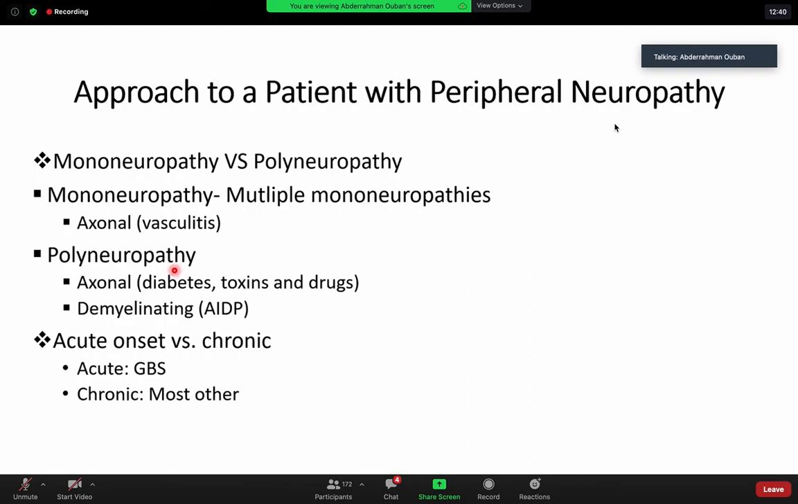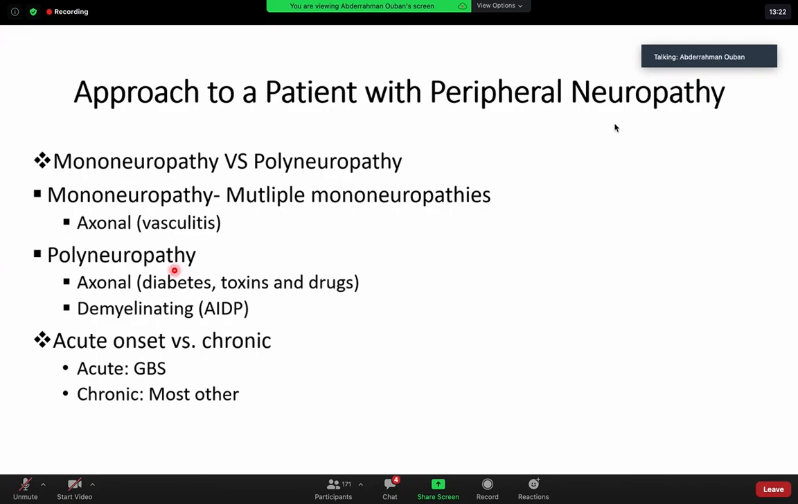All right. So another important distinction to make is to figure out if it's a mononeuropathy versus polyneuropathy. Is it affecting a single nerve, resulting, for example, in a foot drop, versus a diffuse, symmetrical polyneuropathy? The mononeuropathy will affect, as I mentioned, a single nerve or a few nerves asymmetrically, not symmetrically. And the mononeuropathy is usually an axonal neuropathy, most commonly caused by vasculitis.